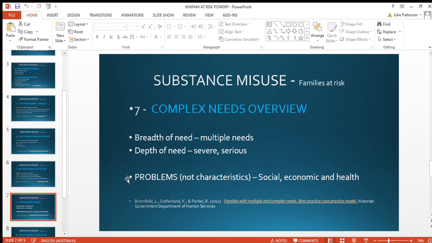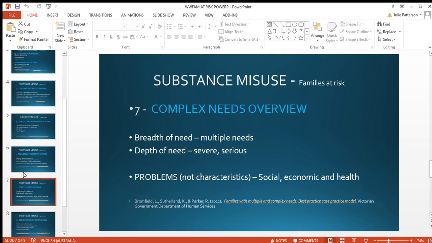Slide 7. The Victorian Government has a definition of what multiple and complex needs are for families inside their best practice case practice model. The breadth of need is to do with multiple needs that are interrelated or connected. Depth of need is related to profound, severe, serious or intense needs.